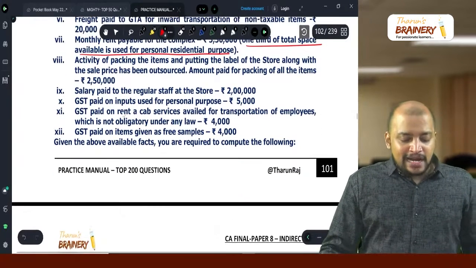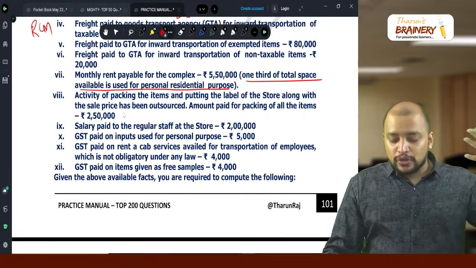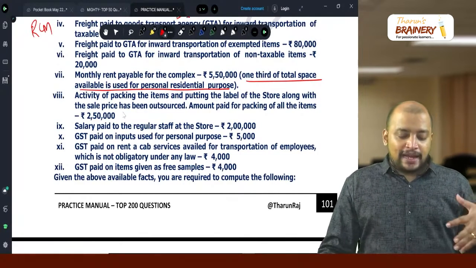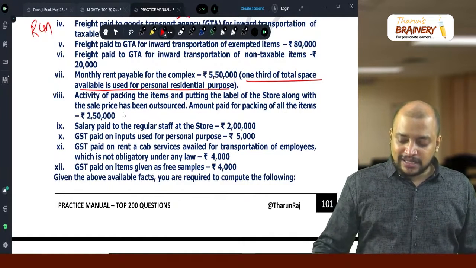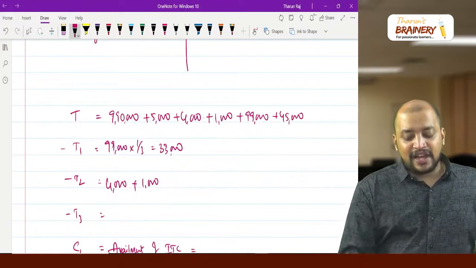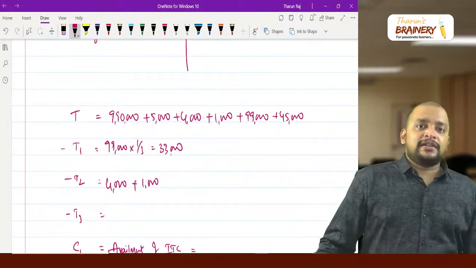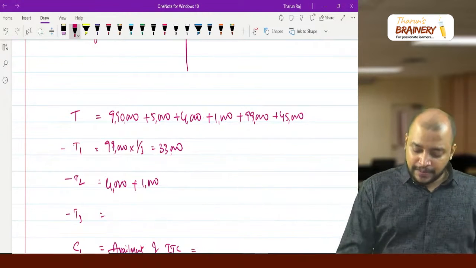After that, what's the next one? Activity of packing the items and putting the label of the store along with the sale price has been outsourced. Amount paid for packing all the items is 2,50,000. So the 2,50,000 into 18%, 45,000 GST paid, but we cannot segregate it anywhere. Why? All items, taxable items as well as exempt items, means the common credit.